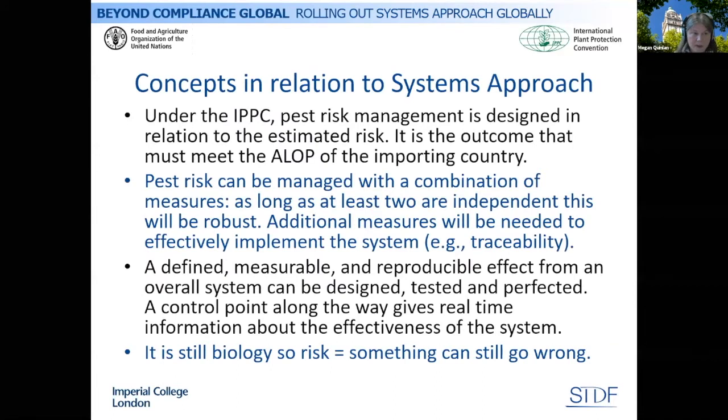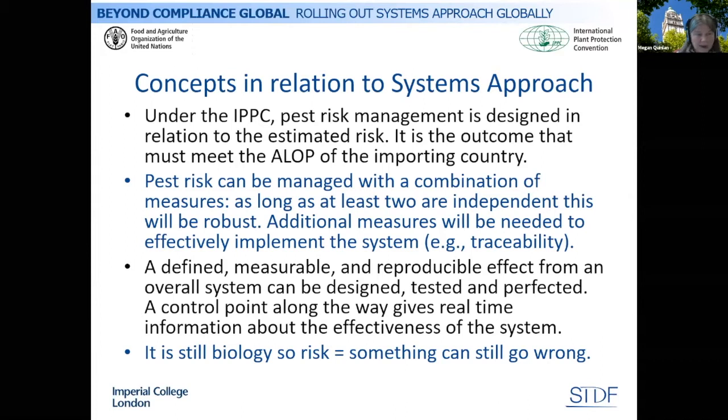as you all know, pest risk management is designed to be in relation to the estimated risk, which is a probability concept. So the outcome is what matters. The outcome is to meet the appropriate level of protection for the importing country. You may get there through different ways. Oftentimes, equivalence agreements are based on systems approach. So if you don't like what's being offered to you, then you can try to negotiate something else.